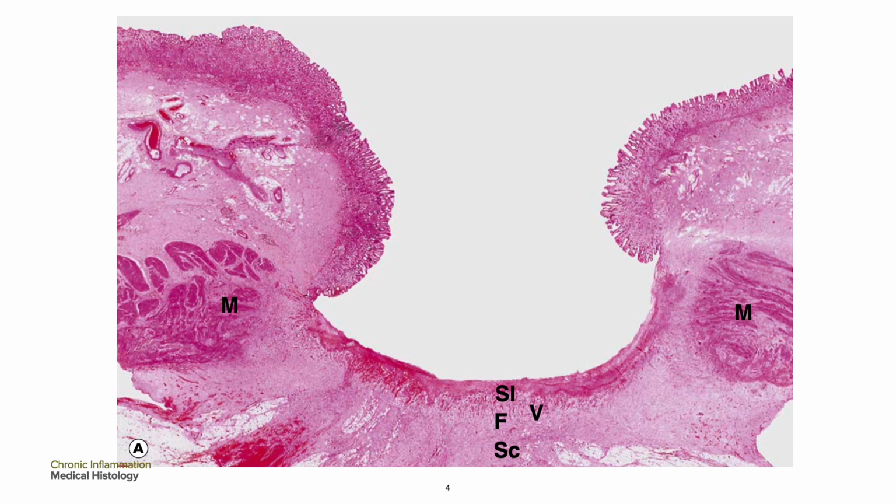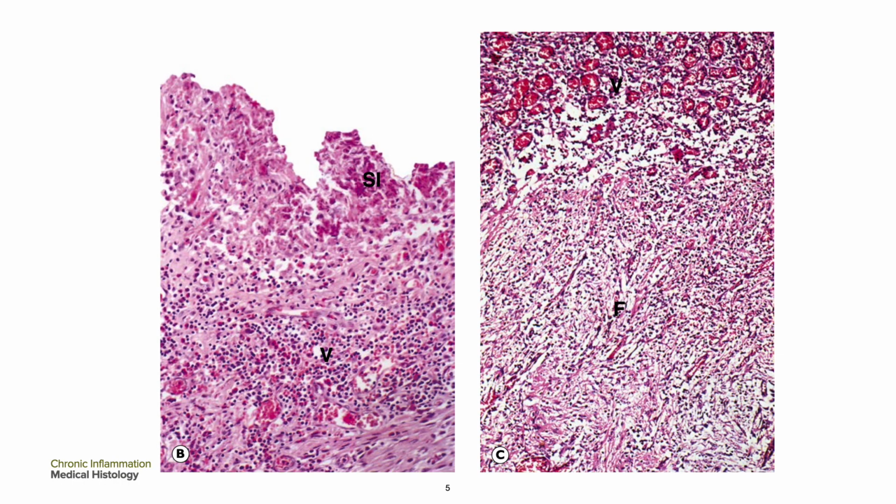A section in this chronic ulcer shown in this image has an ulcerated surface which is covered in slough, composed of a pink staining layer of necrotic debris combined with the fibrin and neutrophils of an acute inflammatory exudate. Beneath the slough is a zone of vascular granulation tissue, V. These are the features seen from the previous slide at a higher magnification. The next layer is a zone of fibrous granulation tissue, F, as seen in detail in letter C. Deeper still in the ulcer base is a fibrous scar, SC.